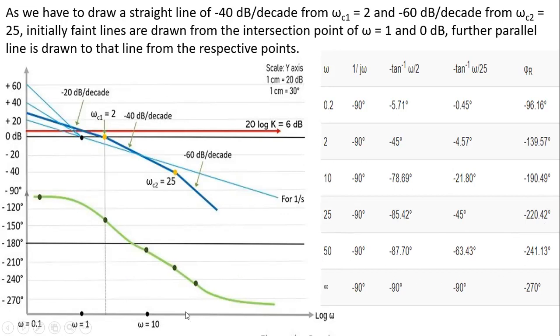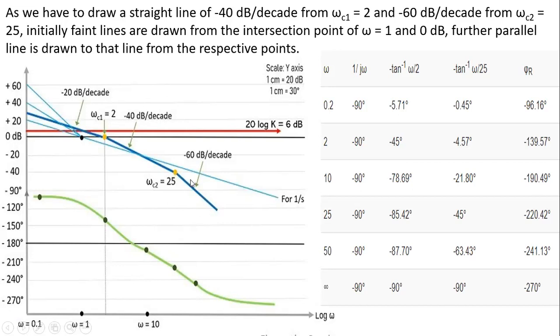Then omega equal to 50 here. You will get omega equal to 100 somewhere here. So for omega 50, we have minus 241 somewhere here. And then for omega equal to infinity, constant, we'll have minus 270, and this will be a continuous straight line from here.